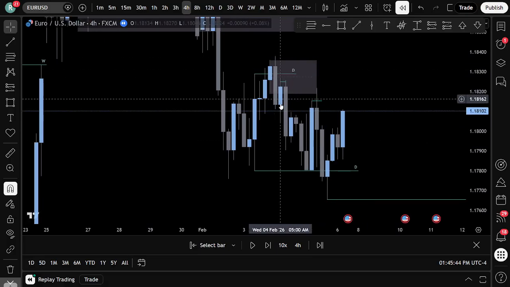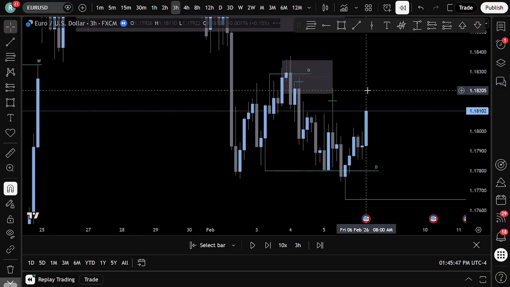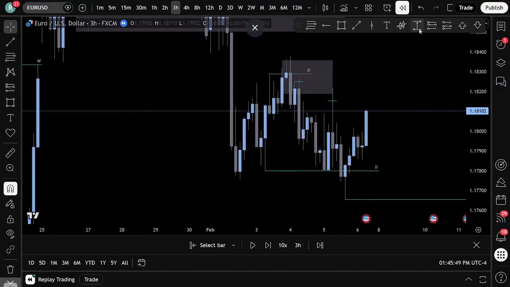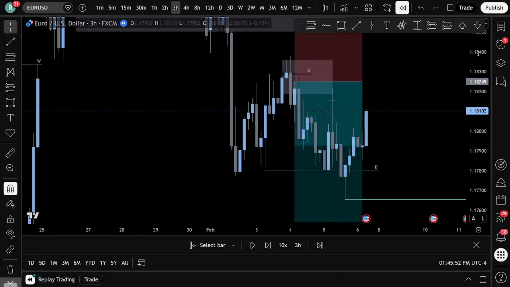We create our key level. We then come to the 3 hour. We create a 3 hour range. We turtle soup that 3 hour range. So this at the right time, again, right?